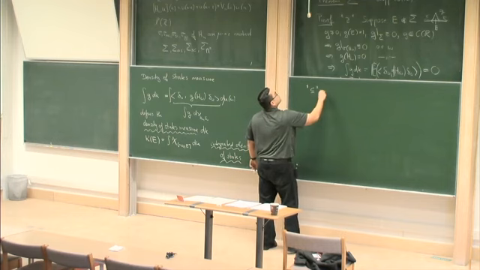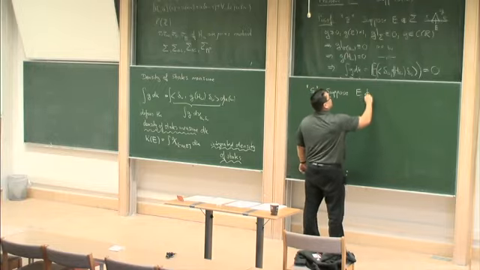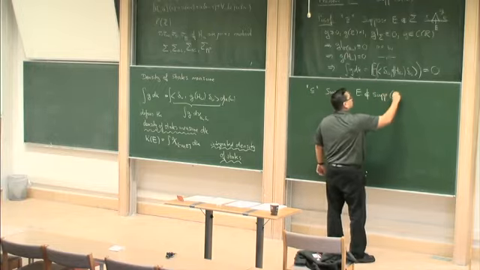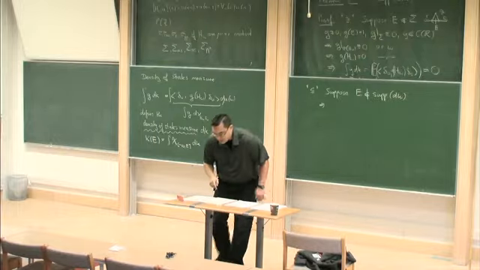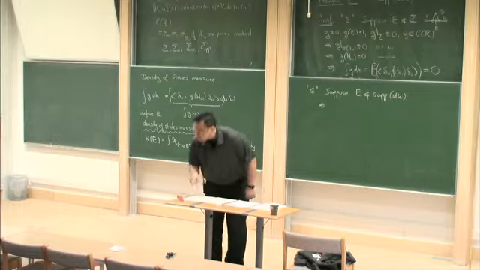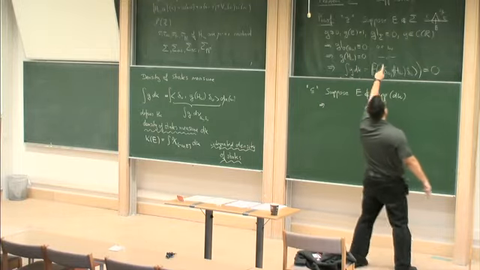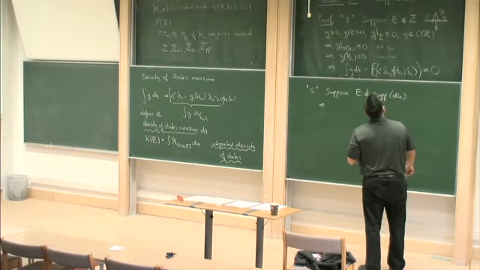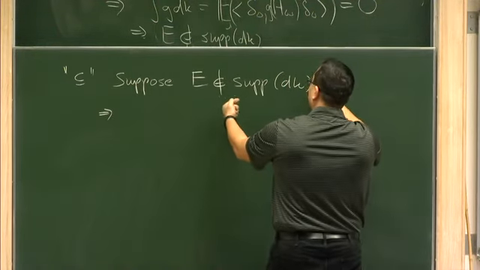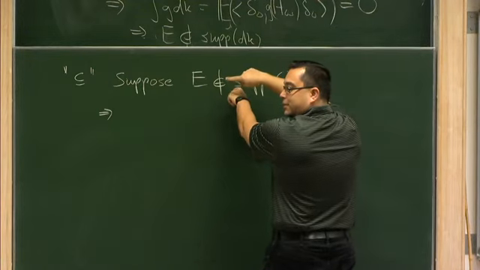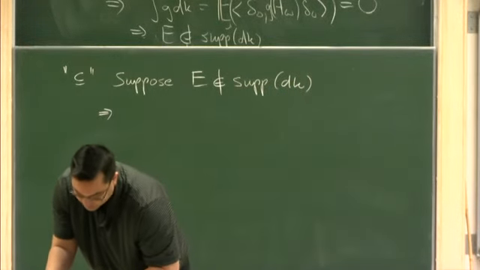So suppose E is not in the support of dk. So then, no. Before we assumed that it's not in sigma. And so I'm showing that sigma is contained in the support of dk, and I'm proving that by assuming that I'm not on the right-hand side and showing that I'm not on the left-hand side, right?